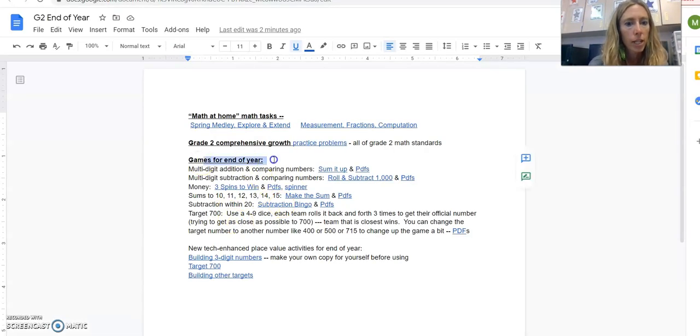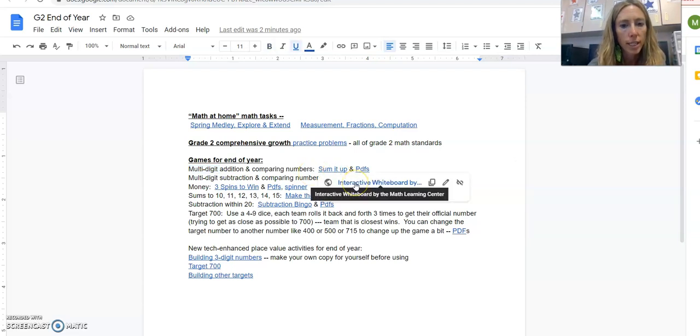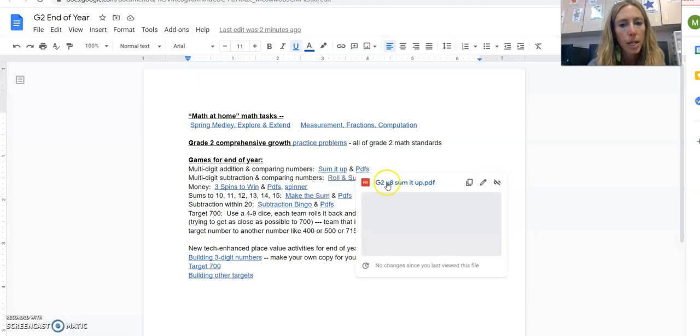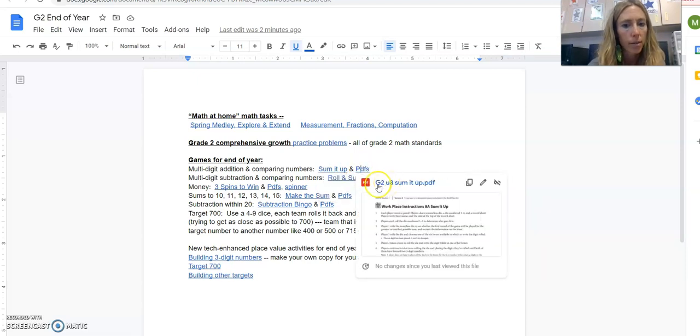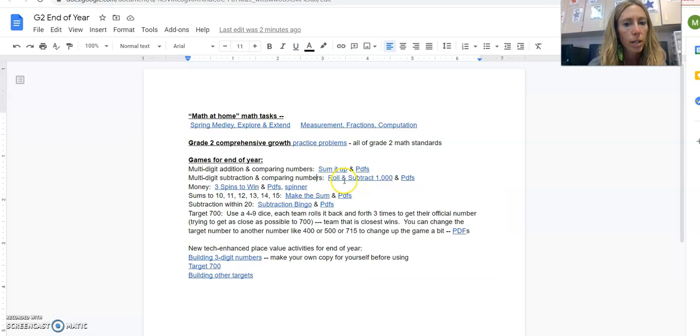Then games for the end of the year. Maybe you want to have an addition game that has multi-digit addition for them to work on. This is in the final unit 8, so you could go to this digital version, read through how to play, and then the PDFs of that game are right there if you're interested. Same for this one, roll and subtract to 1,000. That's working on multi-digit subtraction with your PDFs right there.